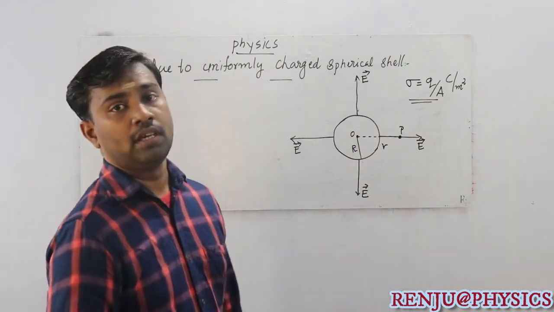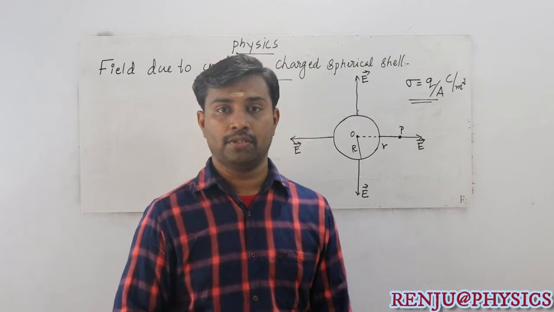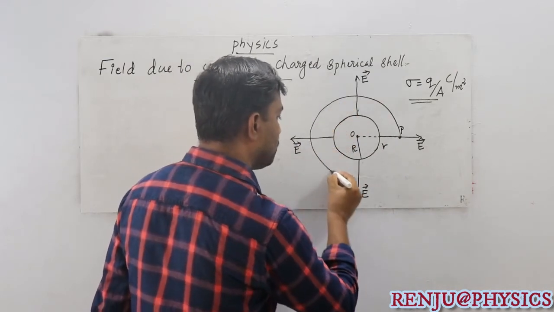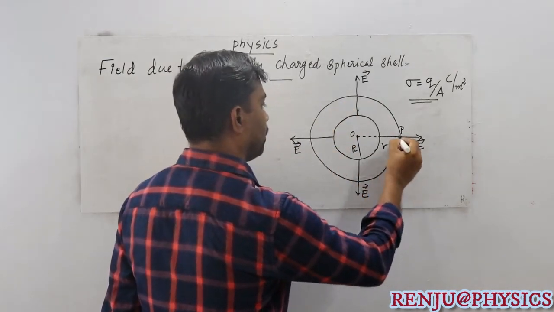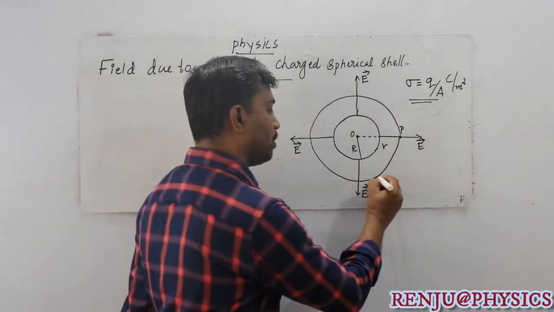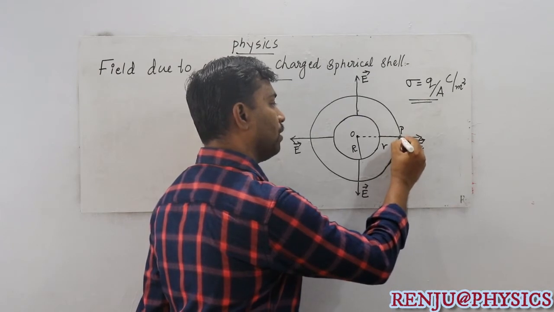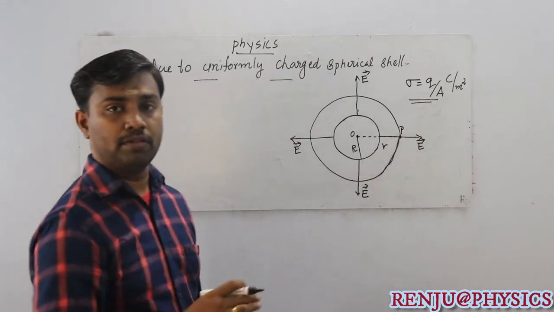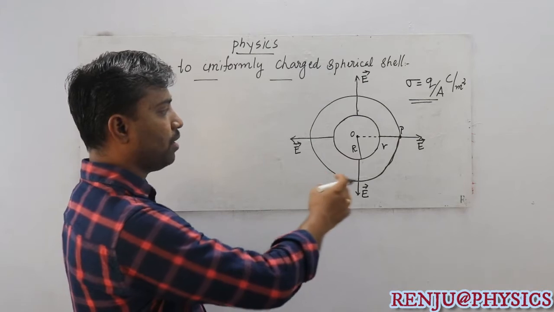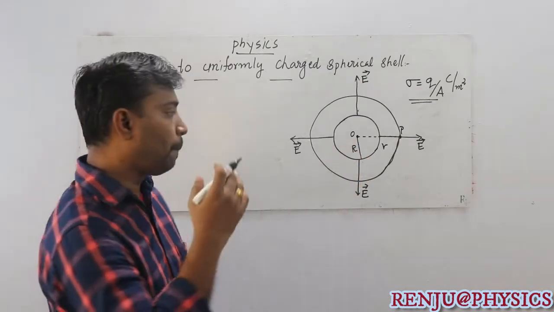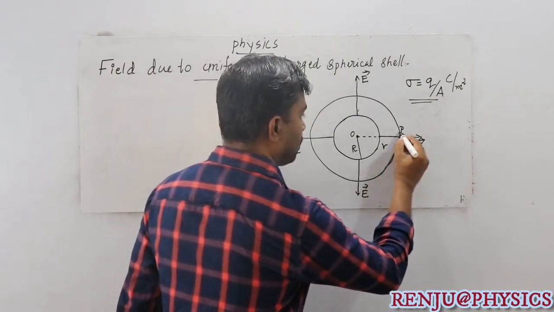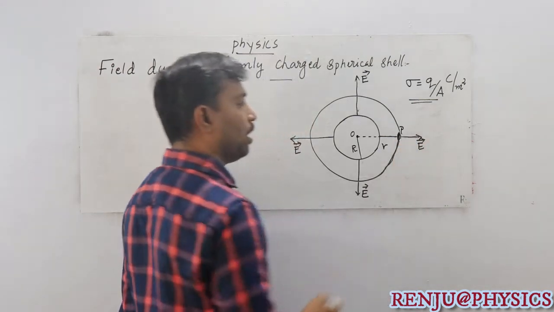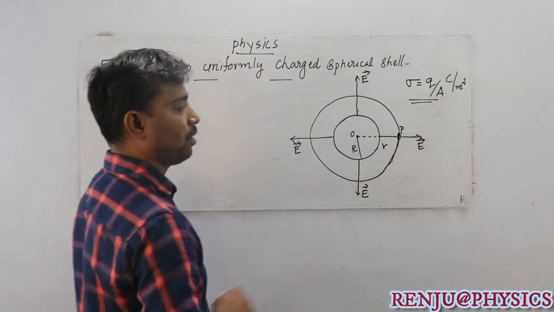So we are choosing a closed surface. We draw an imaginary Gaussian surface in the form of a sphere of radius r, enclosing the point P. At point P we consider a small area, and the direction of the electric field, as I already told, is always normal to the surface, in the outward direction.